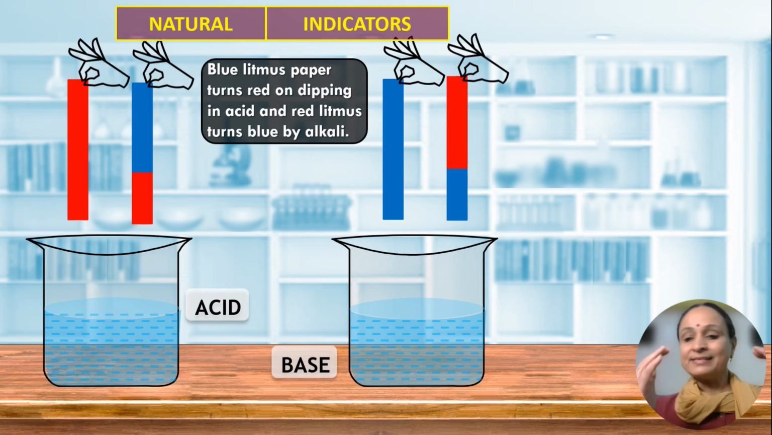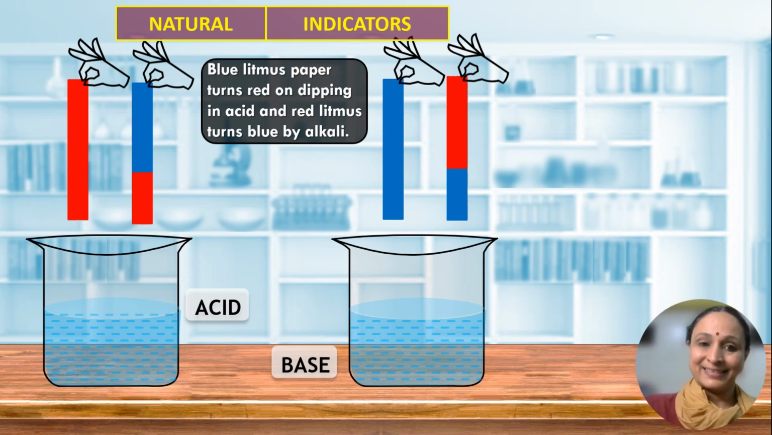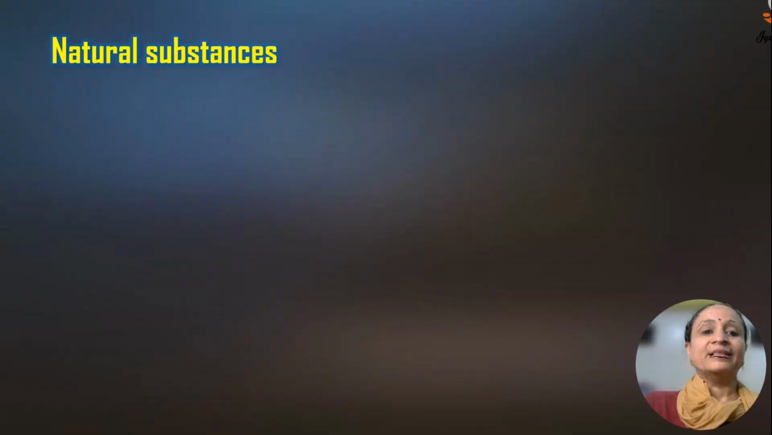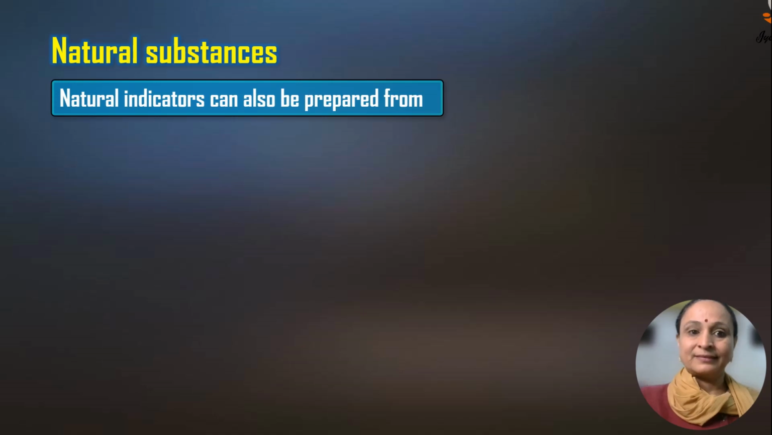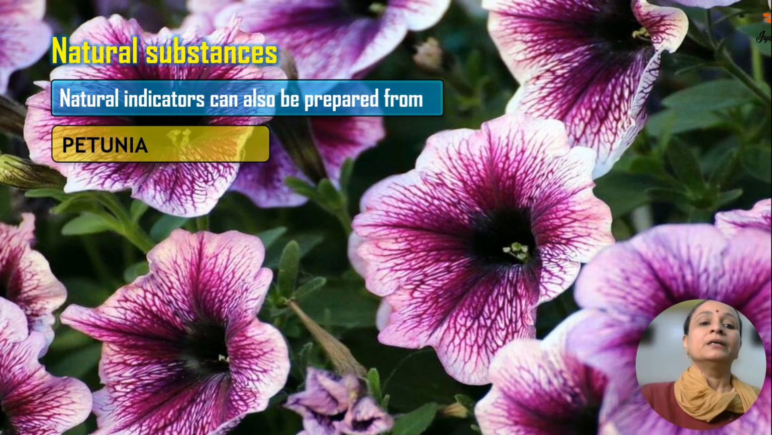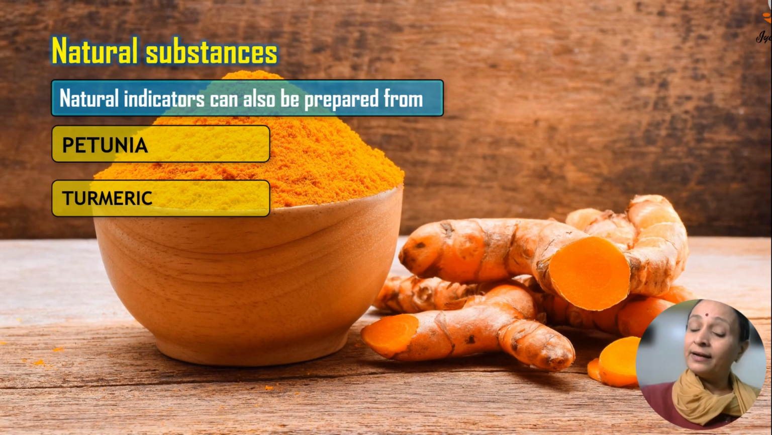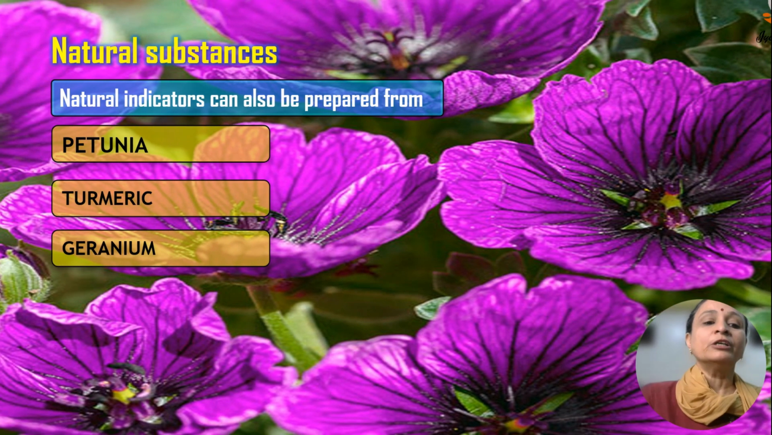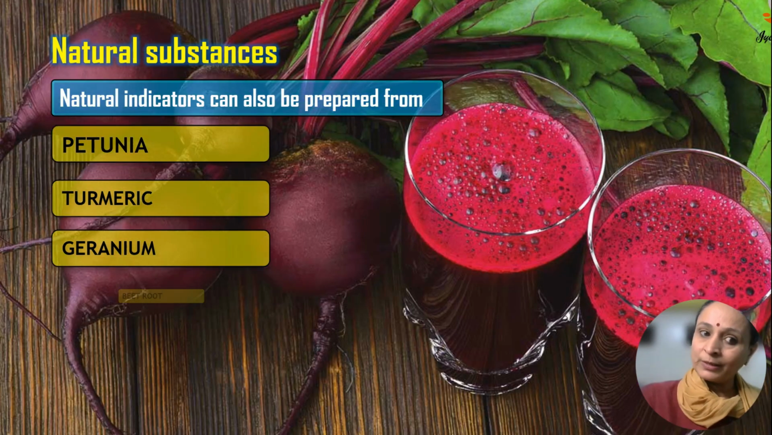So what are these indicators? As I told you, these are the natural indicators. Right? Lichen is a natural product, right? And the litmus is made up of lichen. Good, you remember. Now, the natural substances which can be used as indicators are prepared from natural substances. Petunia, it is a flower. So, it is a natural indicator. Turmeric, that is haldi, is also a natural indicator. And you have got geranium, that is a flower. That is also an indicator.